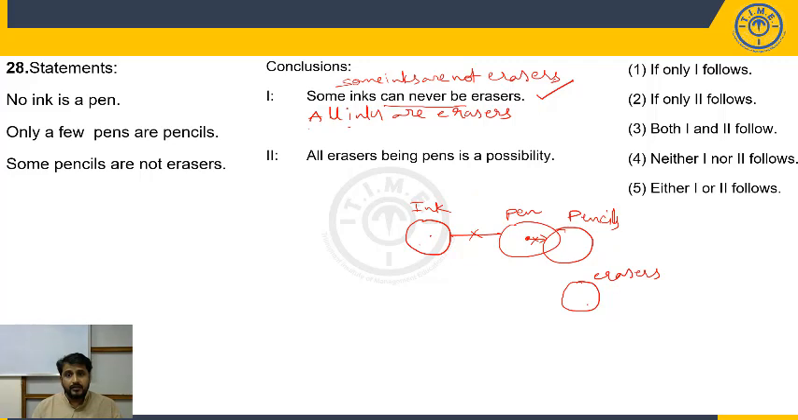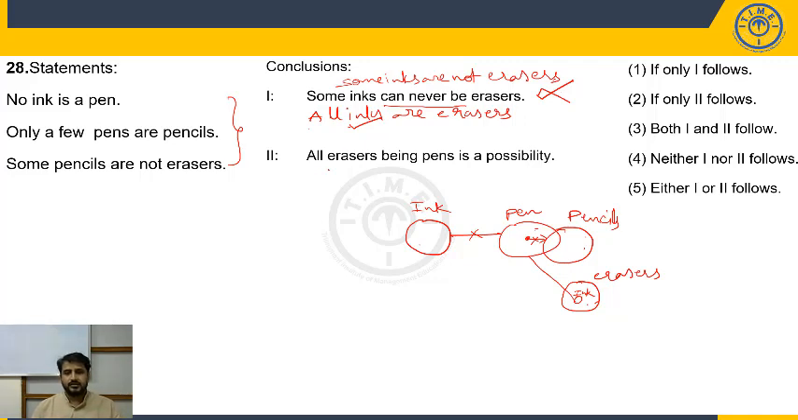Can we place all these inks inside the erasers without violating the given statements? If I place ink here, what will happen? Let's cross check it. No ink is a pen. Yes. Only a few pens are pencils. Yes, still. Some pencils are not erasers. Yes. So this conclusion is true, which means we can draw a successful alternate diagram. So this negative is now false. So 1 does not follow.